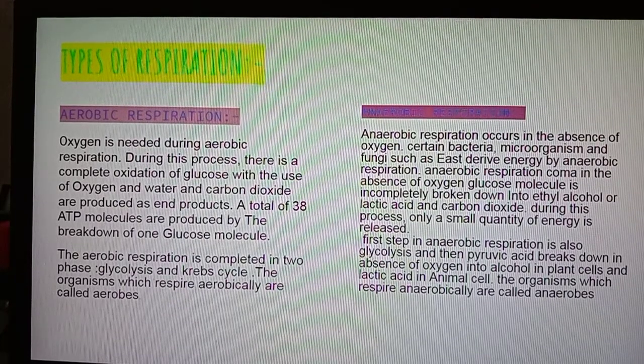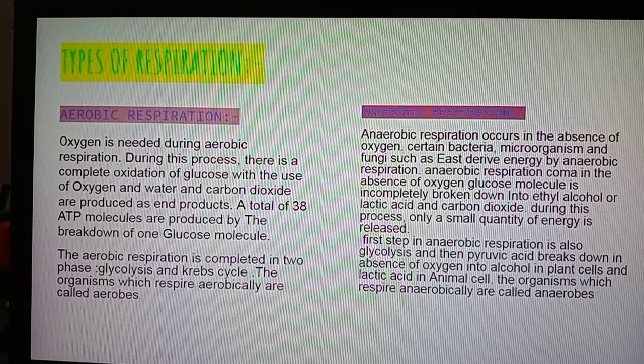Now, in how many phases does aerobic respiration complete? Both glycolysis and the Krebs cycle, we need these two phases for the completion of aerobic respiration. Okay, and the organisms which respire aerobically are called aerobes. मतलब जो भी organism एरोबिक रेस्पिरेशन करता है उसको एरोब्स कहते हैं.